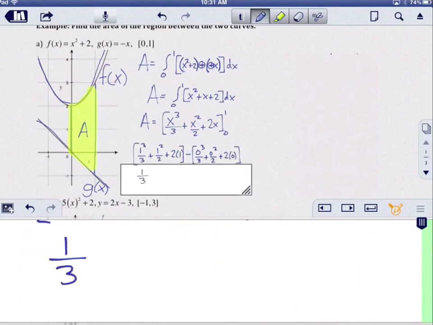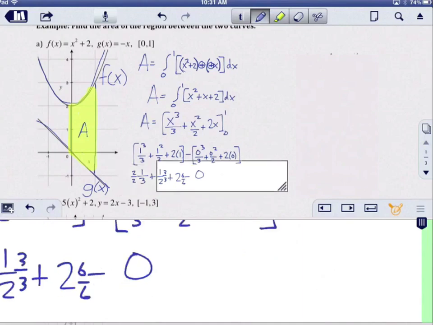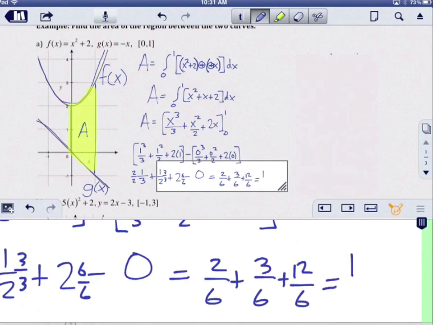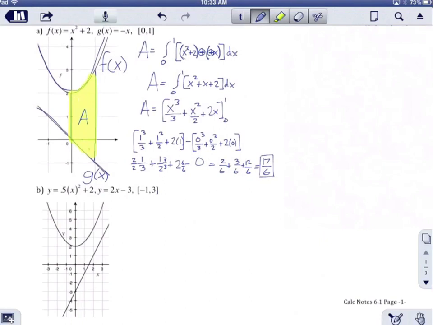So we're left with 1/3 plus 1/2 plus 2 minus 0. And if we turn these all into sixths, we end up with 2/6 plus 3/6 plus 12/6 for a grand total of 17/6 for the area between the two curves. I want you to try the next one on your own. Go ahead and pause the video and then come on back when you're done to check your work.